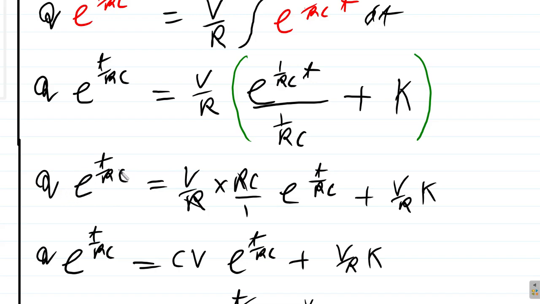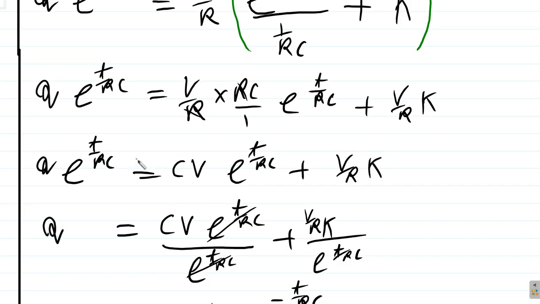Now q times e to the t over rc equals, q by e to the t over rc equal v over r. I open the bracket and multiply both parts by the v over r. With v over r times, we divide by 1 over rc. So it's the same as multiplying by rc over 1, e to the t over rc. But here r will cancel r. Plus v over r times k. So here now q e to the t over rc equals, now r cancels r, so I have c times v, that's cv, e to the t over rc plus v over r by k. Alright?